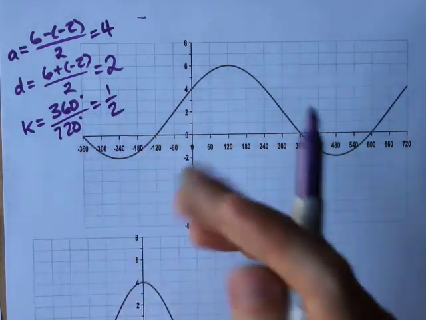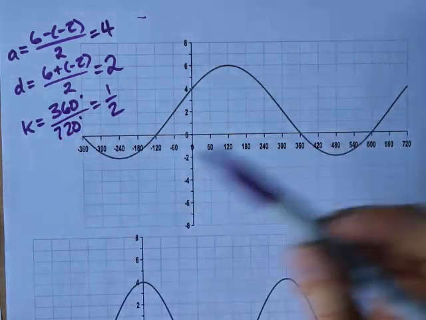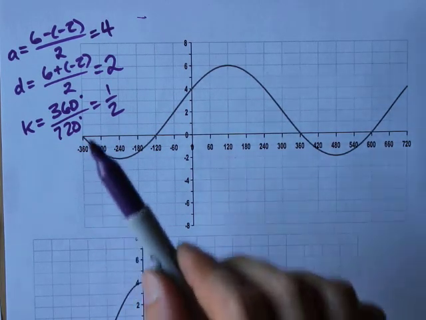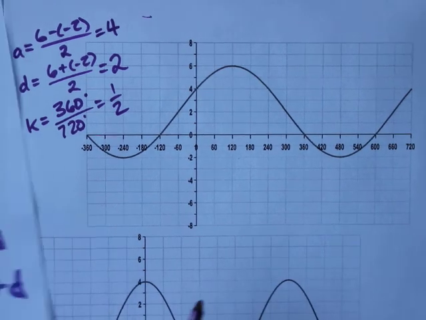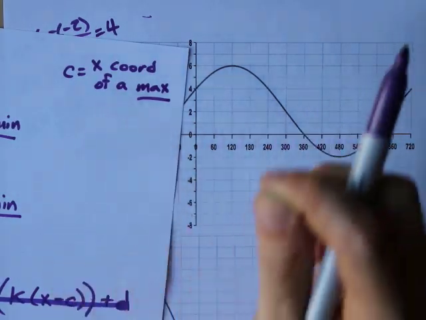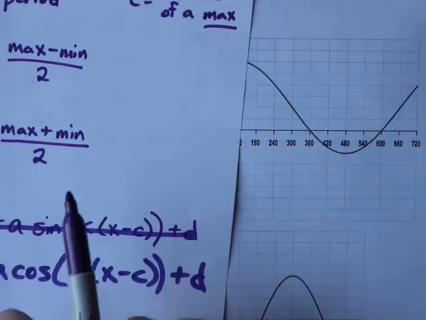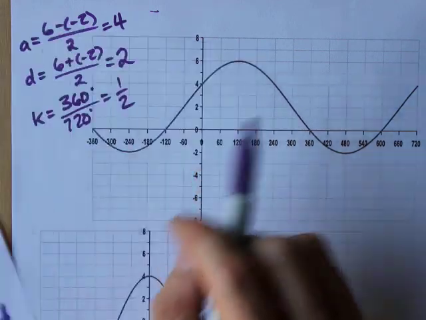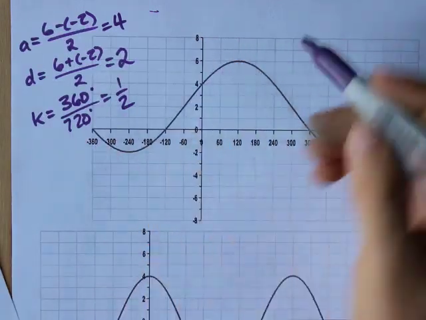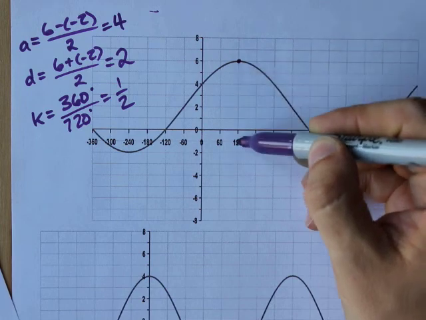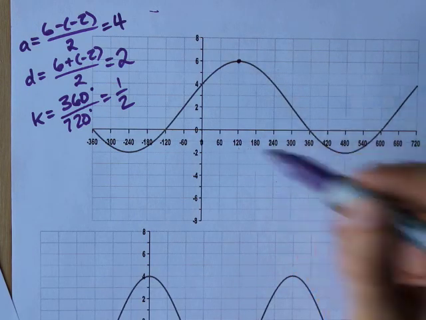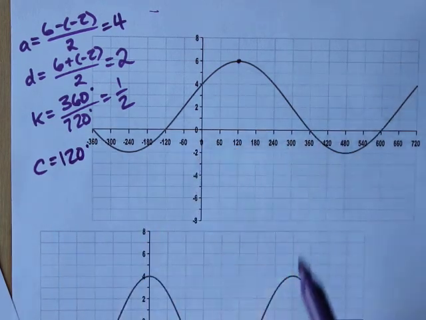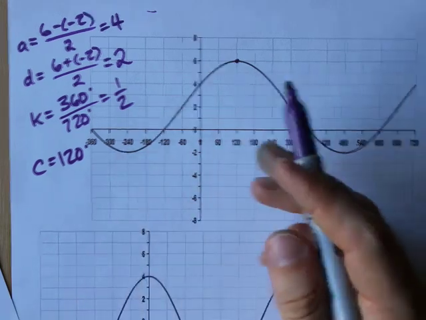When K is less than 1, it means the curve was stretched, and a period of 720 is definitely wider than the original period of 360, so I know it's right. The C value, or phase shift for a cosine function, if you're going to use cos in your formula, the C is simply the x-coordinate of a maximum. So you need to go and find a maximum. Here's one. And its x-coordinate for me is 120 degrees. So my C is 120 degrees. You can say 120 to the right if you're asked for a phase shift, but this is enough.